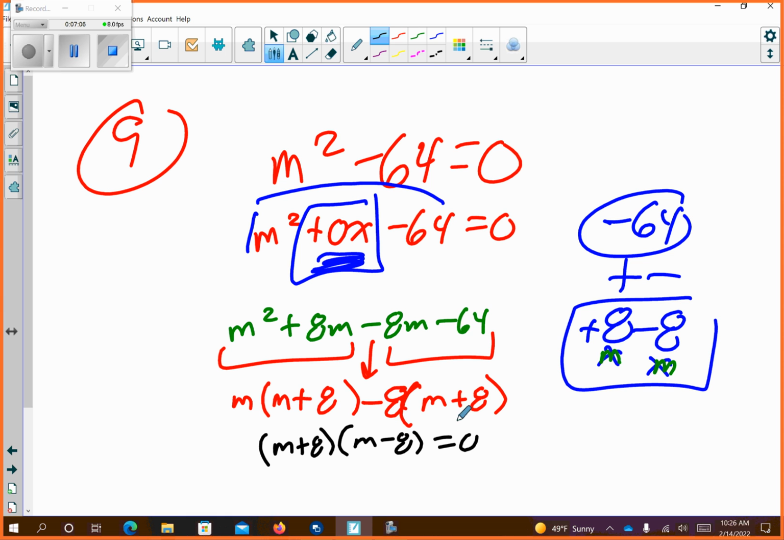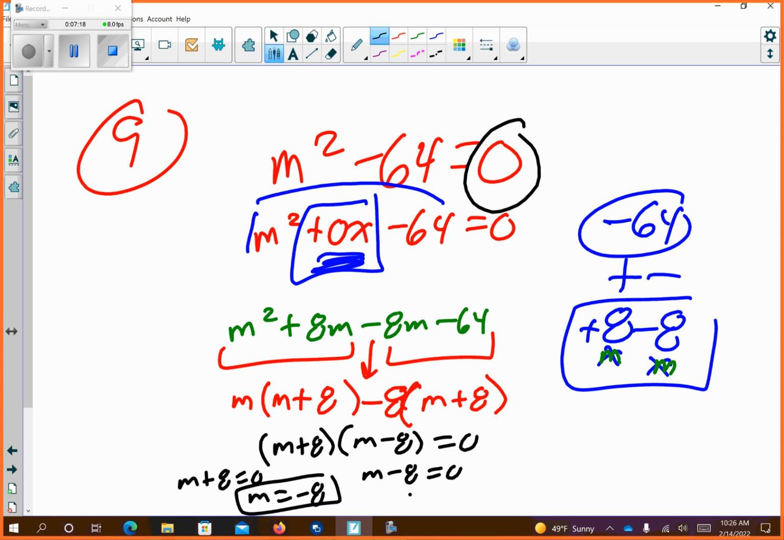Set them equal to 0 because that's what we were equal to in the first place. So I get m plus 8 equals 0, m minus 8 equals 0. So m is equal to negative 8, and m is equal to positive 8.